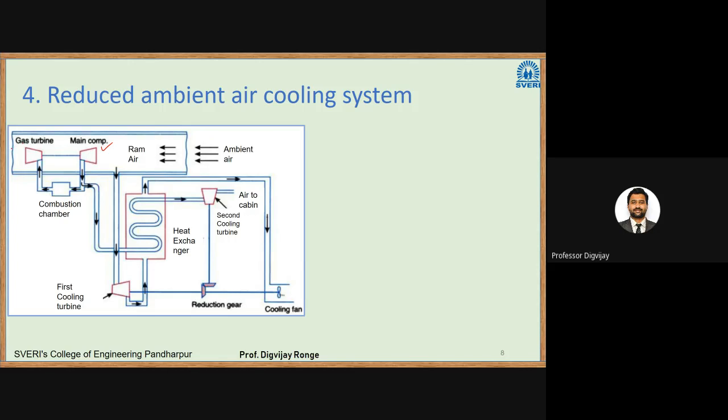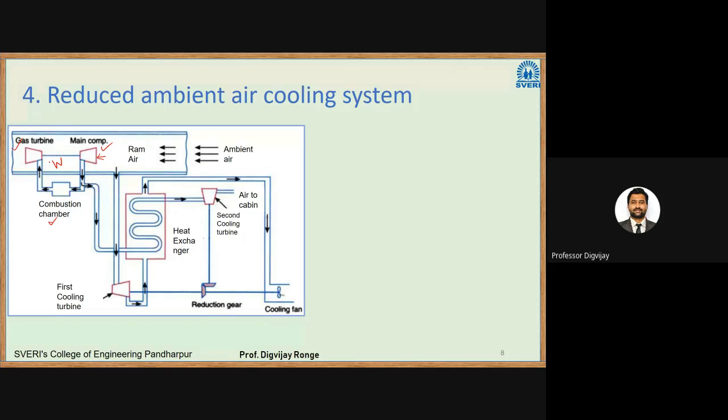There will be a gas turbine. Okay. So again, this process will repeat. It will take ambient air inside, which we call ram air. This ram air is passed to the main compressor. Main compressor will compress it. Some part is used for the combustion, and again to produce work with the help of gas turbine.